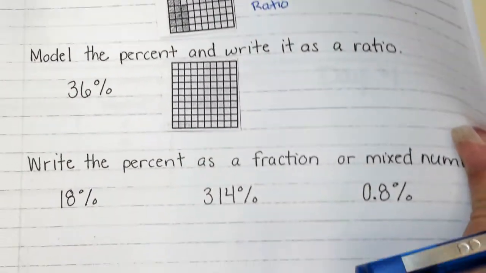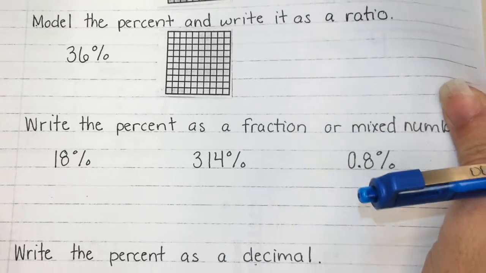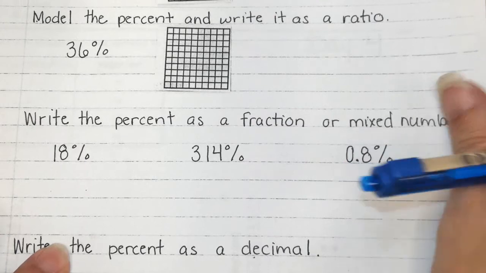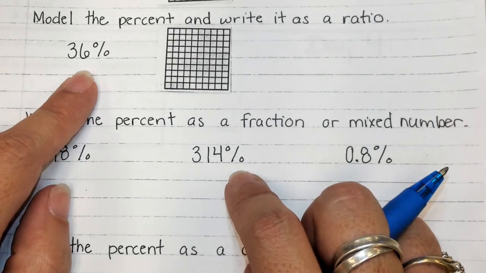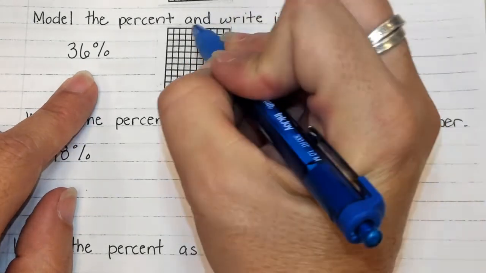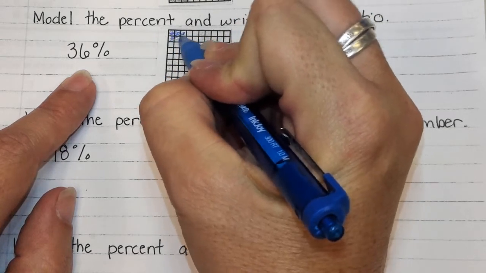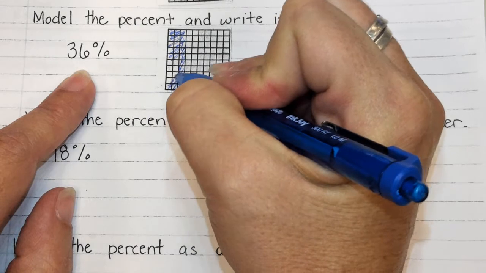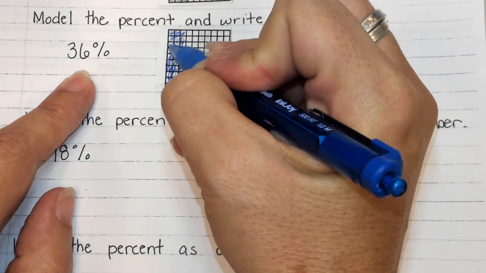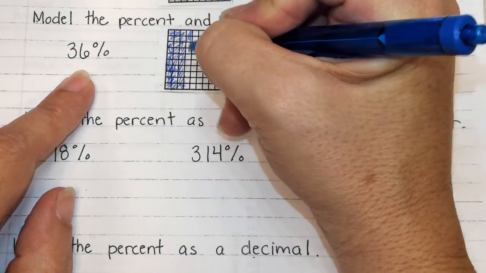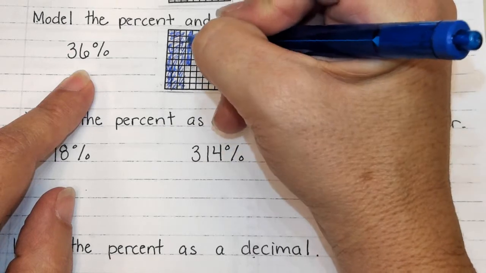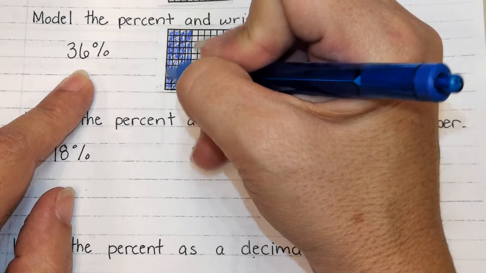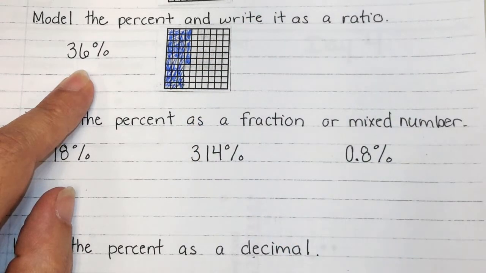Now, the next part, we're going to model the percent and write it as a ratio. So this time, super easy, they want us to shade in 36%. So, 36% would be 3 tens plus 6. Okay, doesn't matter what side, good question. As long as you have 36, okay.